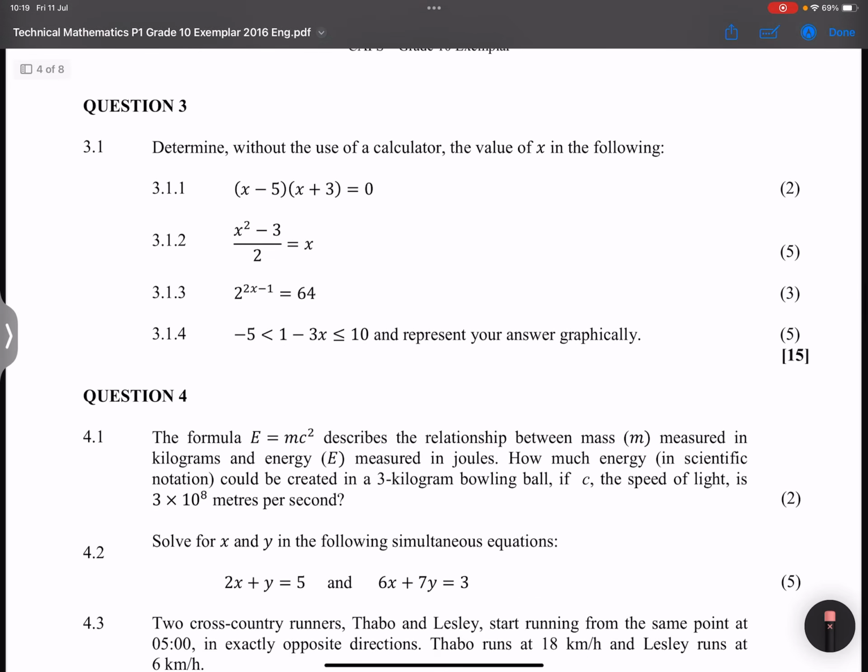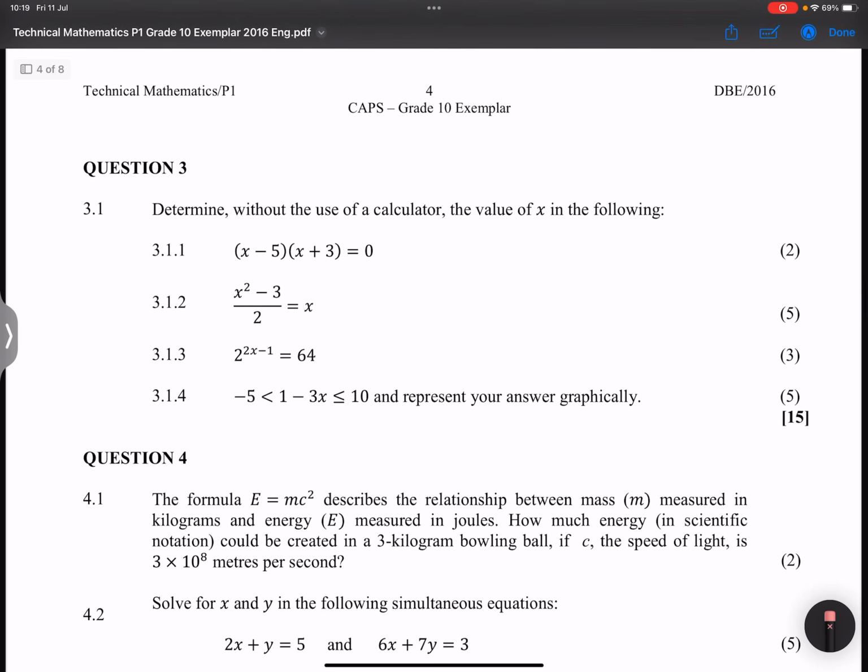Now let's look at question 3 as quickly as we possibly can. Right, so they say determine without the use of a calculator the value of x in the following. Right, 3.3.1 should be quite straightforward. Okay, so we've got an equation there: x minus 5, x plus 3, which is equal to 0. They've already factorized this for us, and it is equal to 0.